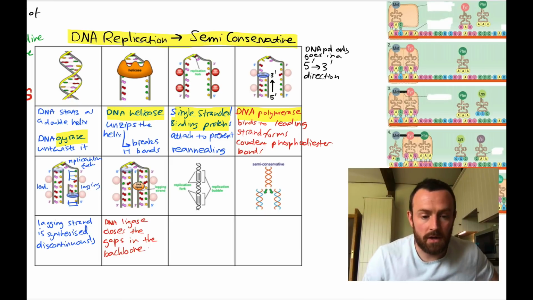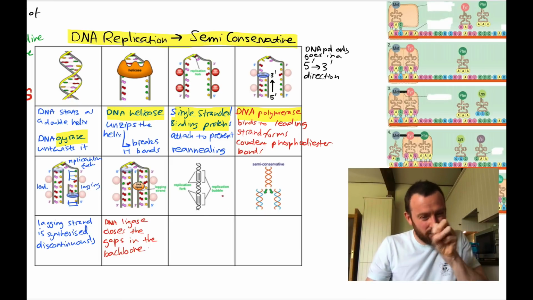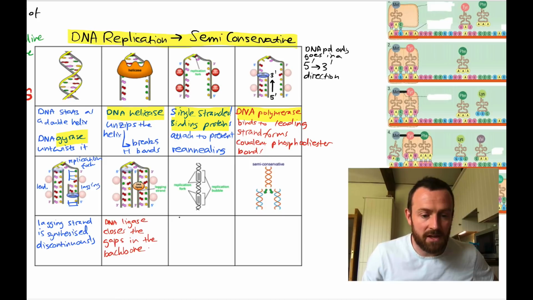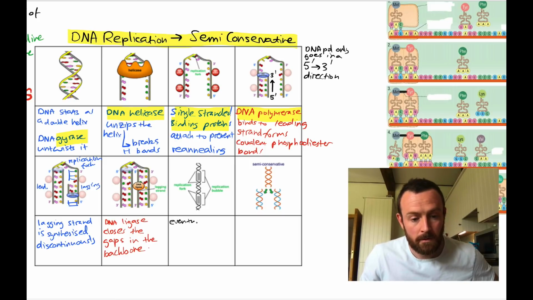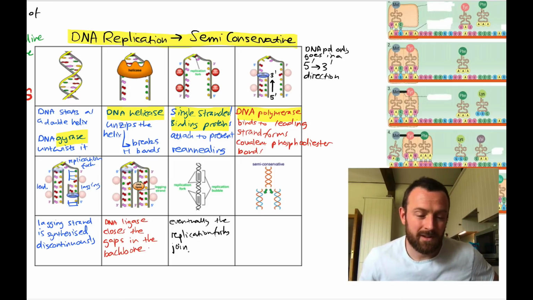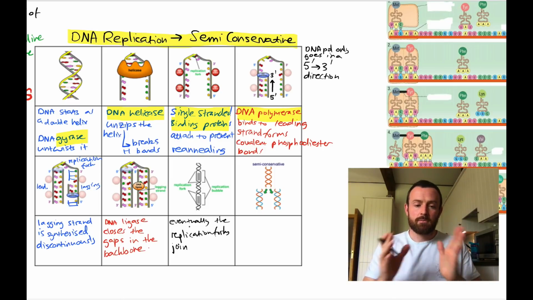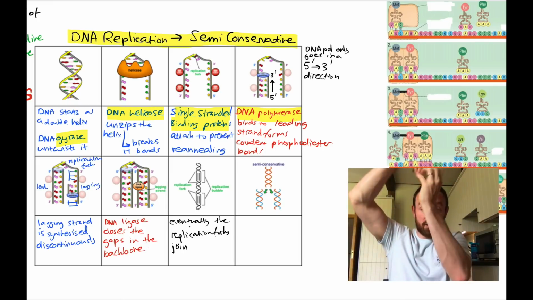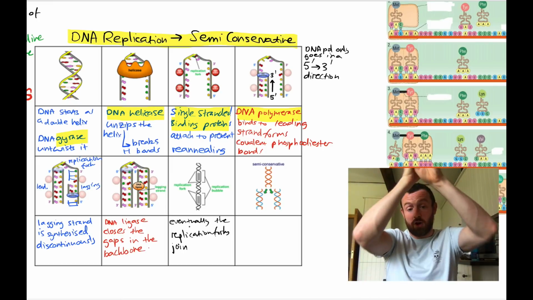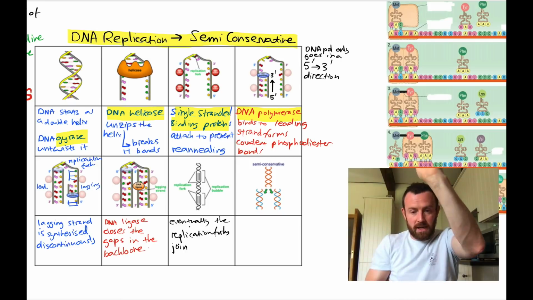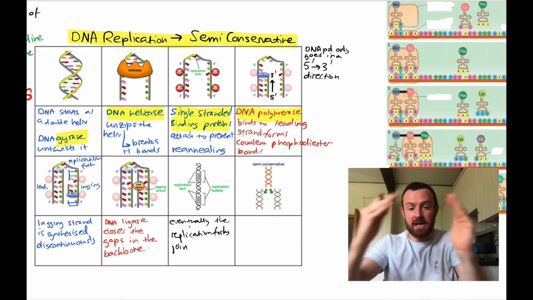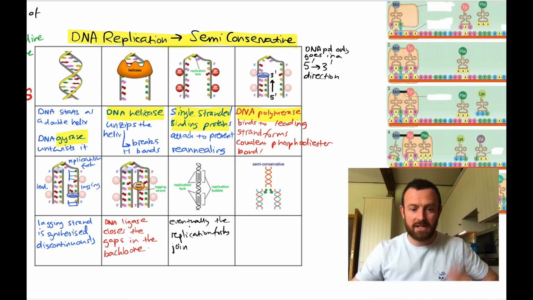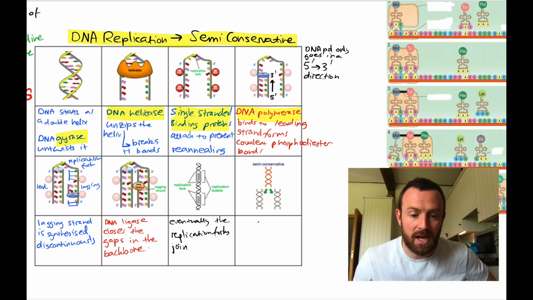Okay, so this is kind of zooming out. So what we have here is eventually the replication forks join, and the replication forks go up and go down at the same time, and eventually once the whole chromosome has been copied, the two new DNA molecules separate. So we call that semi-conservative replication.